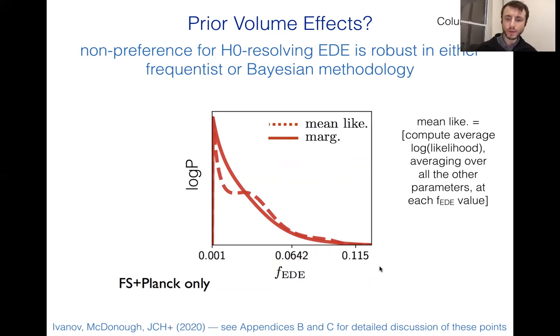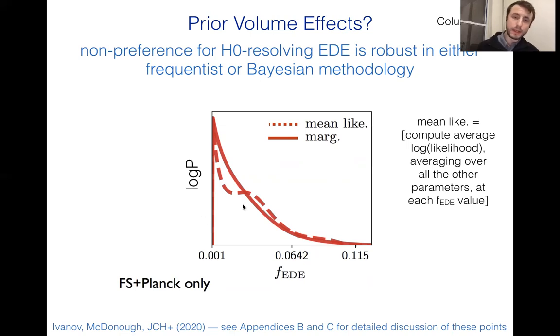This tells you whether fine-tuning of the additional parameters is important or not. And what we see is that these two curves look remarkably similar. This is for the full shape BOSS data plus Planck only. So not even including the S8 data, which would push these, of course, to be even more strongly peaked at f_EDE equals 0.